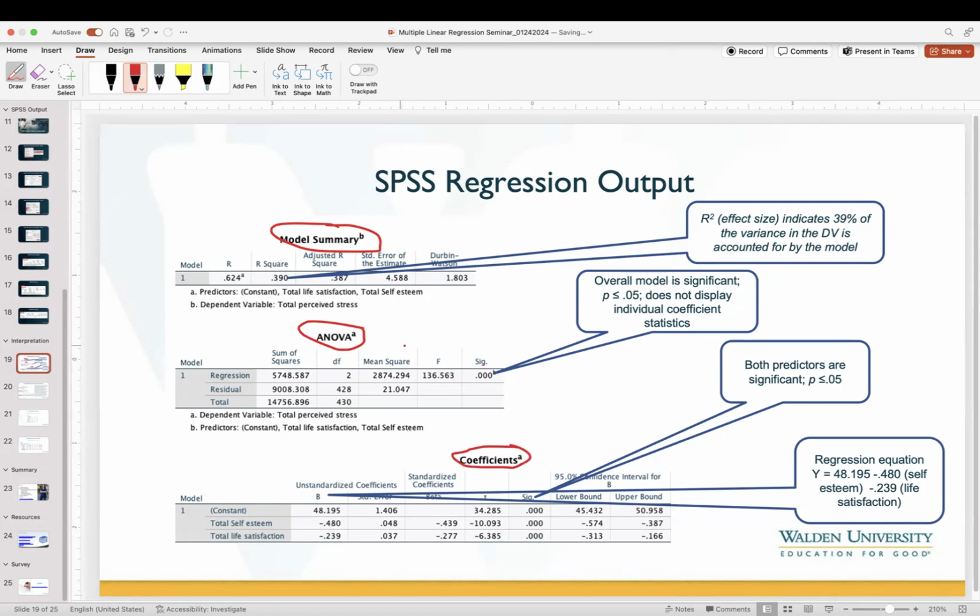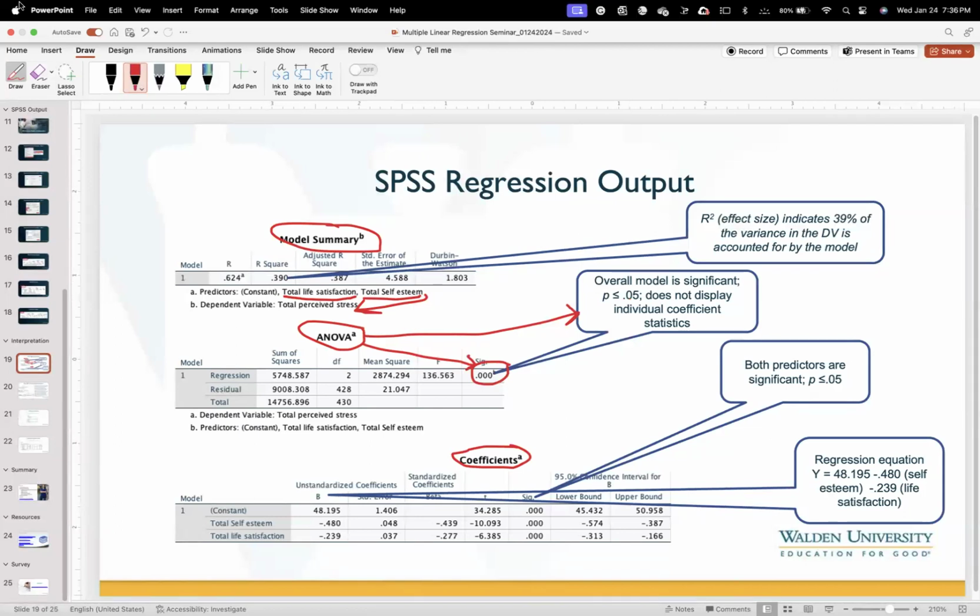The first one that I'm going to focus on is the ANOVA. This is what addresses your research question. So for example, is there a relationship between total life satisfaction, total self-esteem, and stress? The answer to that question is yes. Because in the ANOVA table, you'll look for the sig value. And we know from statistics that any model with a value less than or equal to 0.05 is significant. Am I correct? We all recall that.